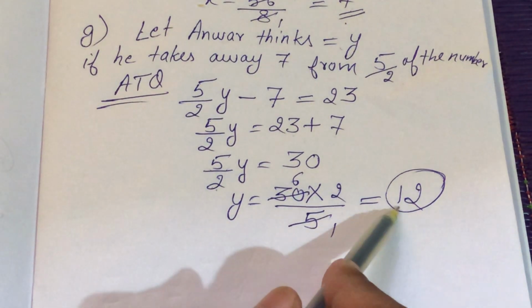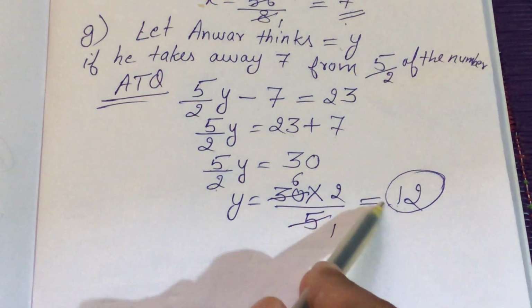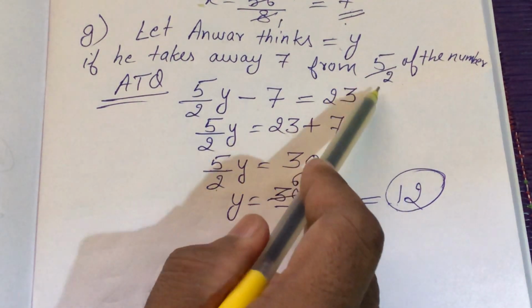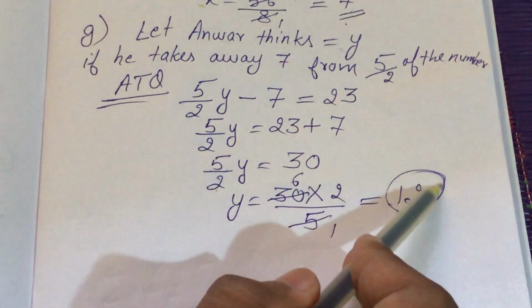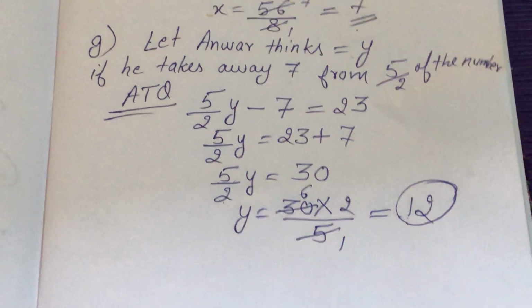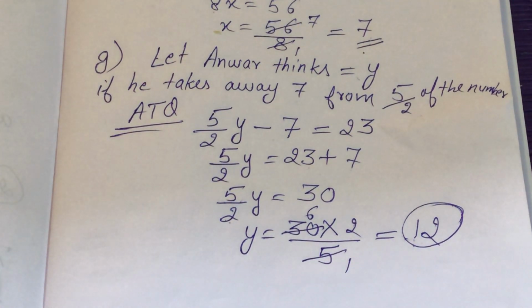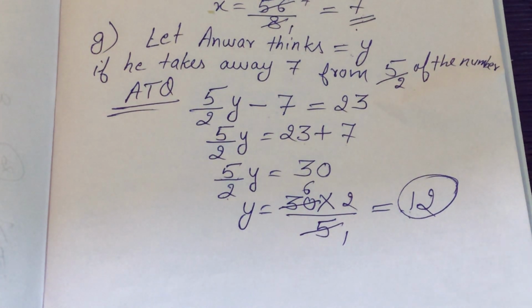That means what? The number Anwar thought of, what was it? 12. You can clearly check. देख लो, 5/2 of 12, 2 6 जा 12, 6 5 जा how much? 30. 30 में से 7 गया 23. Try to watch the video on repeated mode. समझ आ जाएगा. Try to watch it every time.